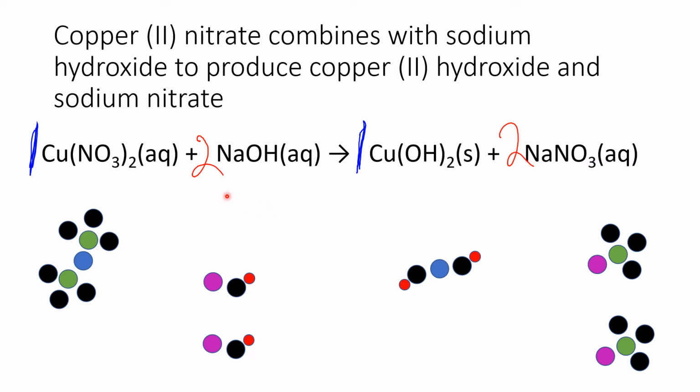Please do not try to insert coefficients in the middle of a chemical formula, not allowed. And please do not change subscripts as you're doing this, not allowed. Once you've built your copper nitrate or your sodium hydroxide, once you've built that, leave it alone. Only change the big numbers out front, which means how many of that whole unit. So this big red 2 here means there are 2 sodium hydroxides. This 1 means there's only 1 copper hydroxide. 2 sodium nitrates. That's how this little game is going to work.